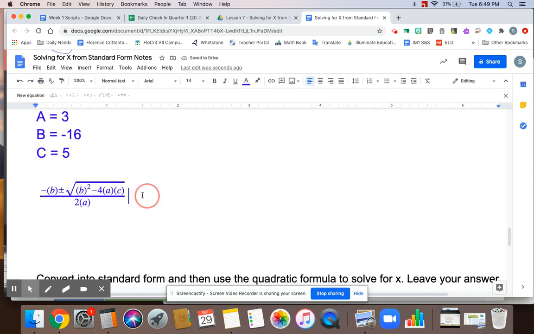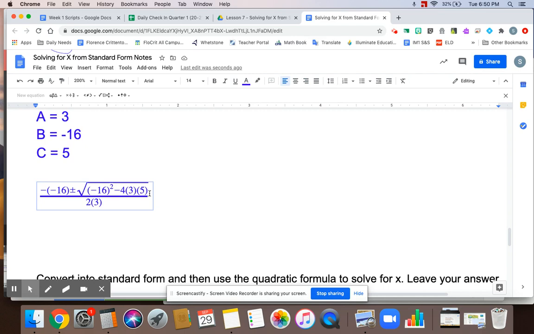So first I take my formula and I replace all the letters with what they are. So the b right now is a negative 16. This first negative is a part of the formula. So in the parentheses, I still have to write negative 16 for that b. And in this parentheses, I have a negative 16 as well. a right now is 3, c is 5, and on the bottom, the a is 3. This minus 4 and this 2 is always there, just like this negative. It's a part of the formula. The only thing you replace are the letters.